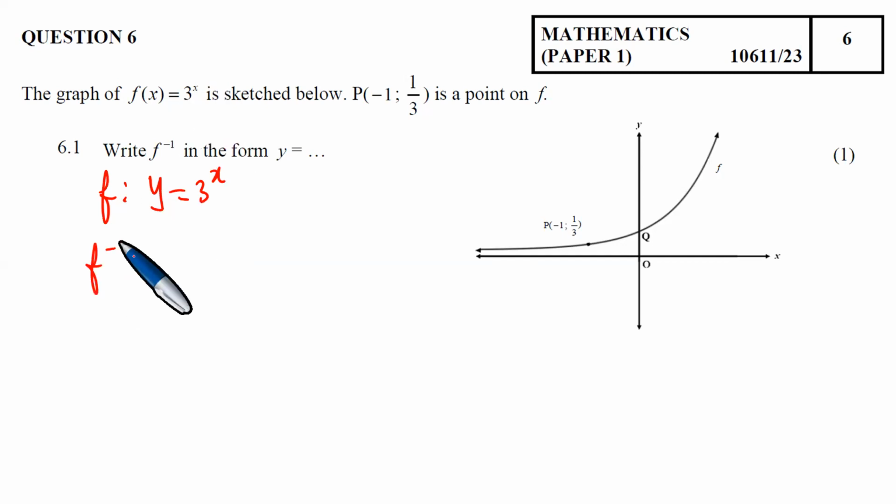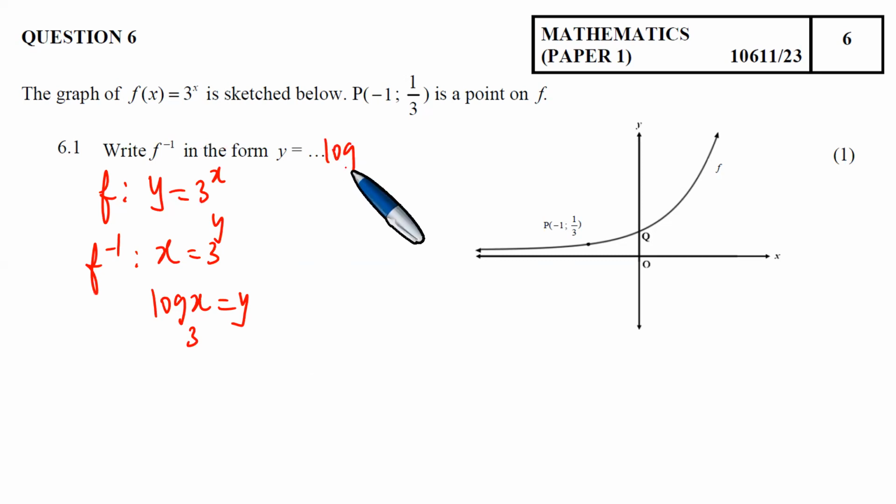What is the inverse function? The inverse function is, wherever there is y, you put x, and wherever there is x, you put y. Then you make y the subject, which means you take the log of x, and the base of these becomes the base here. So at this point, y is the log of x base 3. And that is the answer. Next question.